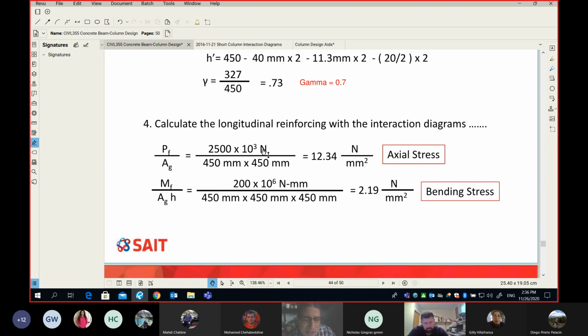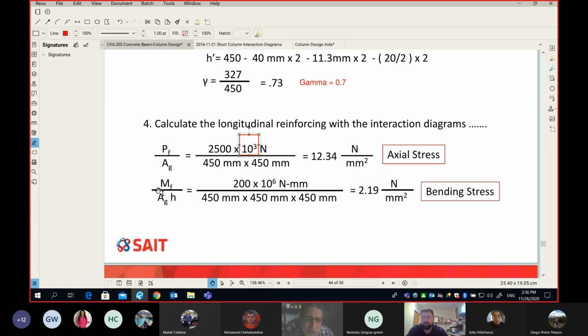The only tricky part is the units. Pay attention to the units where I multiply here by 1,000. Why by 1,000? Because the number in the chart should be MPa, that is Newton per millimeter squared, while the dimension of the column is in millimeter and the force in kilonewton. So I'm trying to turn my Pf into Newton. So I got 12.34.